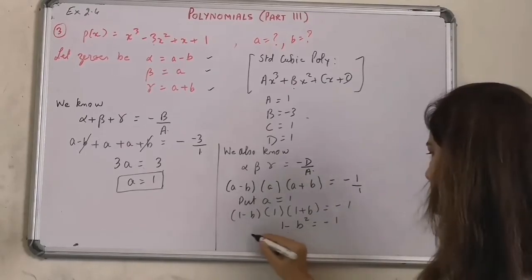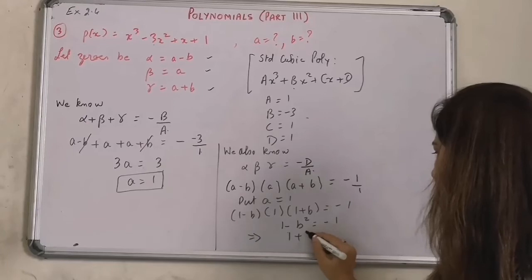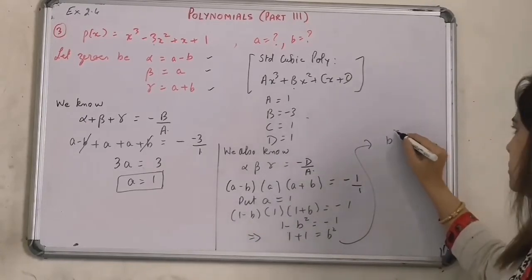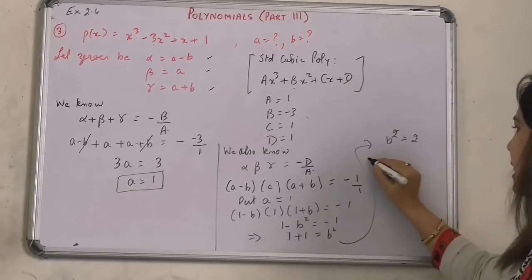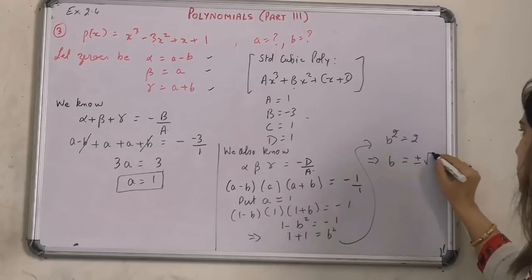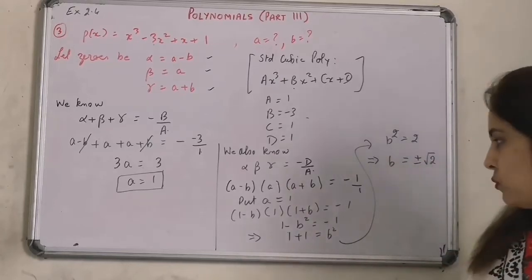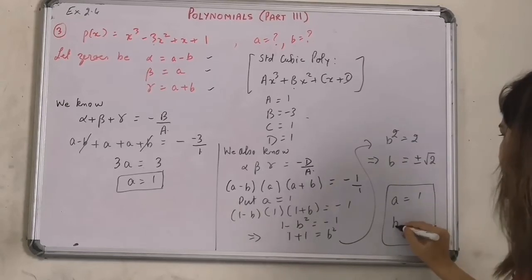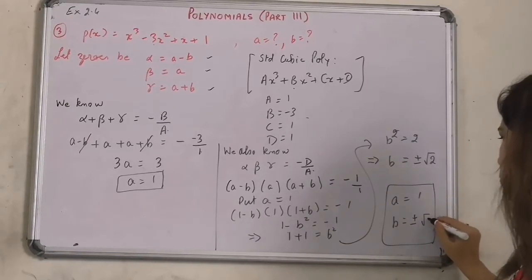Now this implies 1 plus 1 is equal to b square. So b square is equal to 2. Hence b is equal to plus minus square root of 2. So we get the values of a and b. a is 1 and b is plus minus square root of 2.